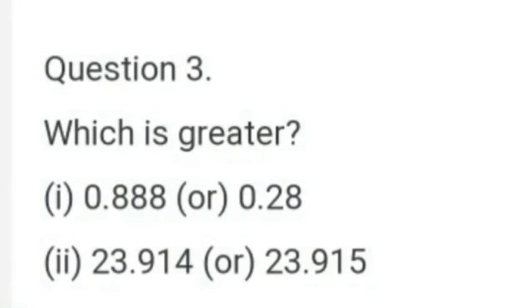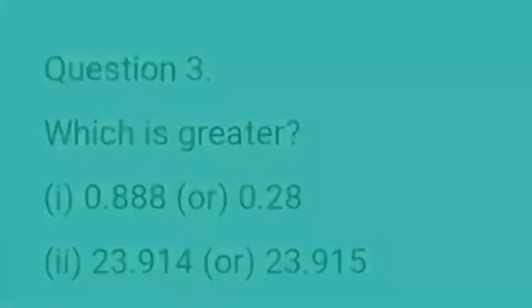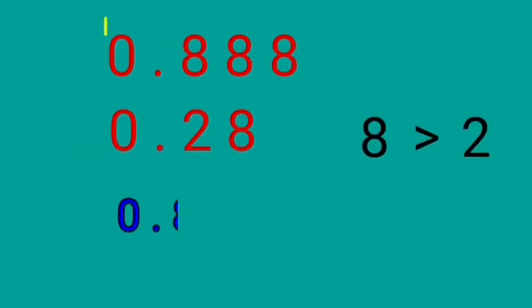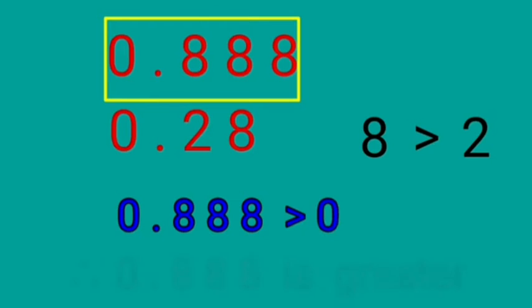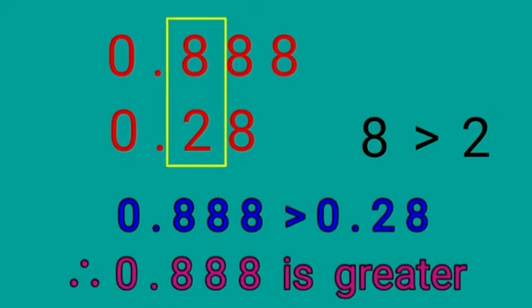Question number 3. Which is greater? Subdivision 1. 0.888 or 0.28. By comparing the whole number part, we can say that the whole number parts of both numbers are equal. So now we can compare the tenths place. 8 is greater than 2. Therefore, 0.888 is greater than 0.28.